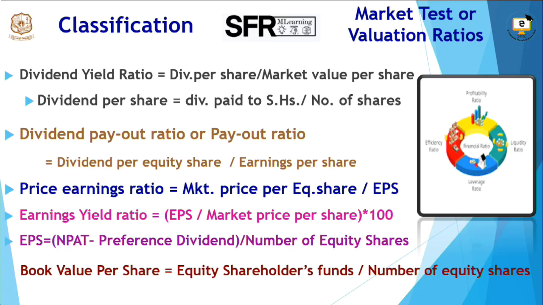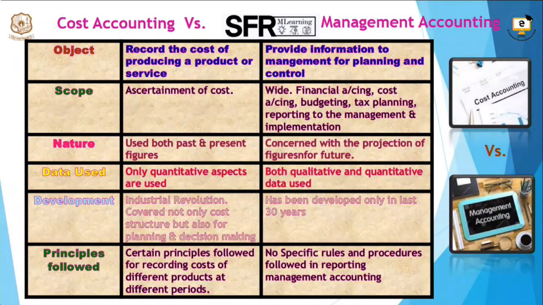Then we already calculated earnings per share. Next, book value per share means equity shareholders' fund divided by number of equity shares. So these are all the classifications of ratios. Next, we have to identify the differences between cost accounting and management accounting. So what are all the differences between cost accounting and management accounting?